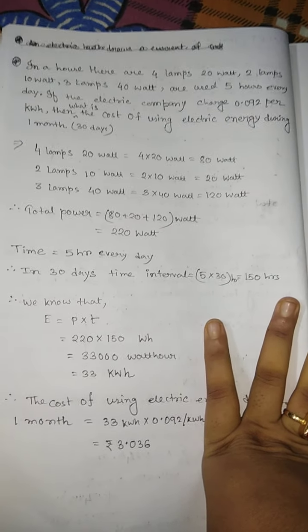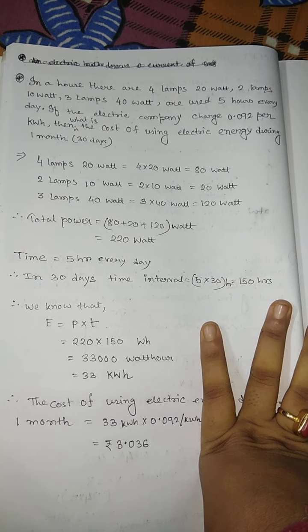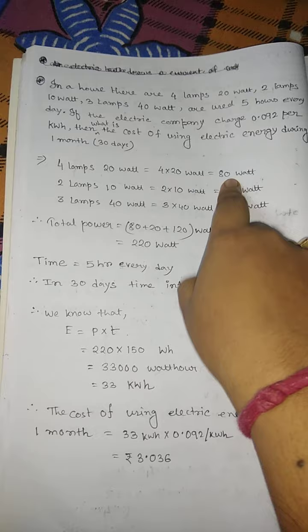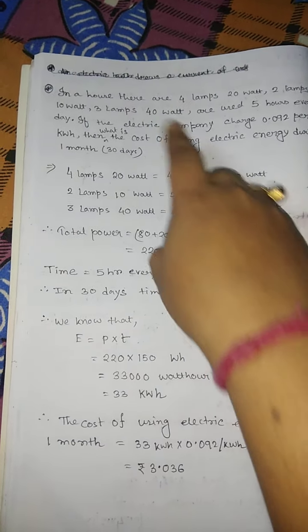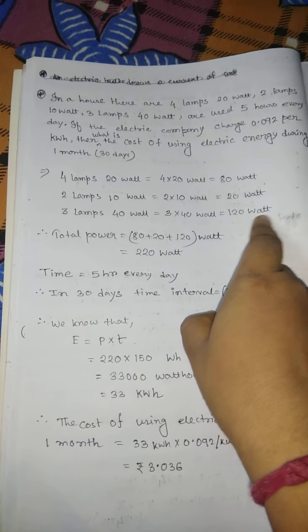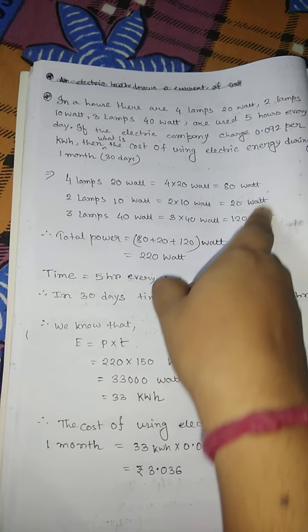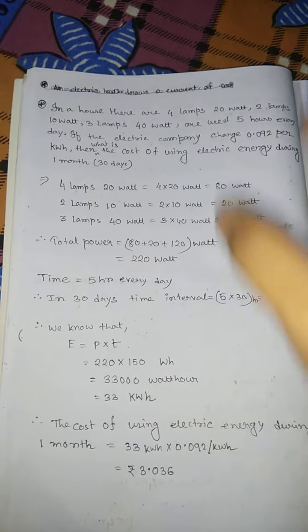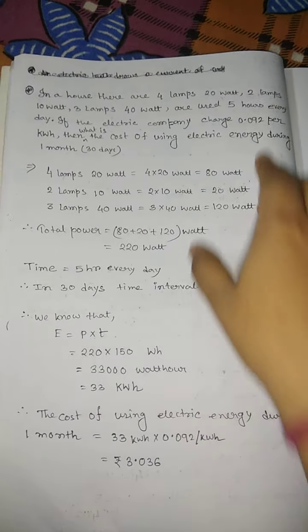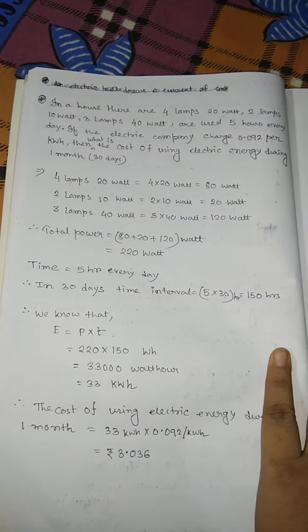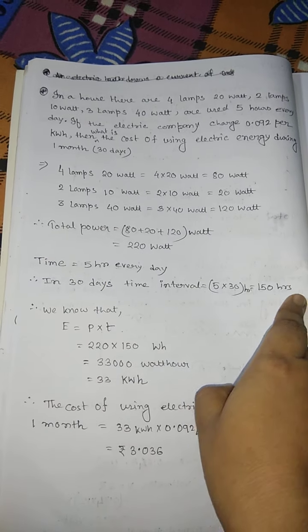So how do we solve this? We have 4 lamps of 20 watt each, so the total power of 4 lamps is 80 watt. 2 lamps of 10 watt, so the total power is 20 watt. 3 lamps of 40 watt, total power is 120 watt. So the total power of the electrical appliances in this house is 220 watt. And this is operated 5 hours every day, so for 30 days the time interval is 150 hours.